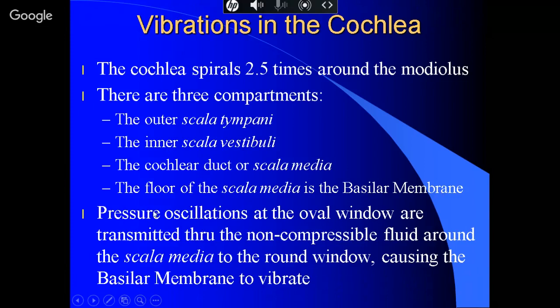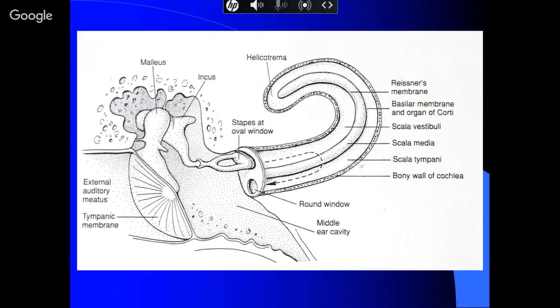The pressure oscillations at the oval window are transmitted through this non-compressible fluid around the scala media to the round window, which relieves the pressure and sets the basilar membrane vibrating. And that's going to be our detection system. The organ of Corti is going to sit on the basilar membrane.